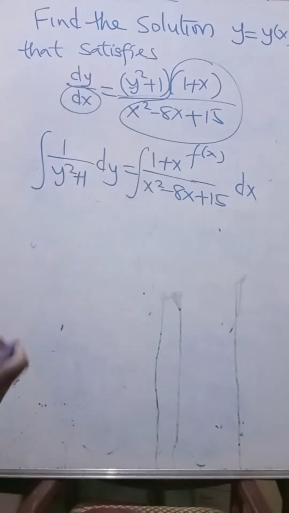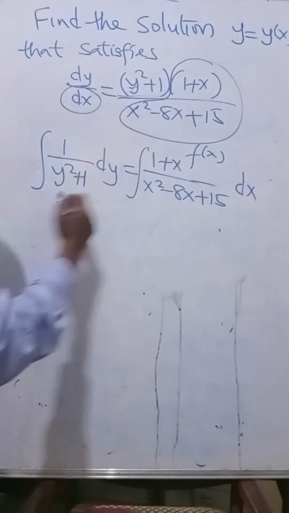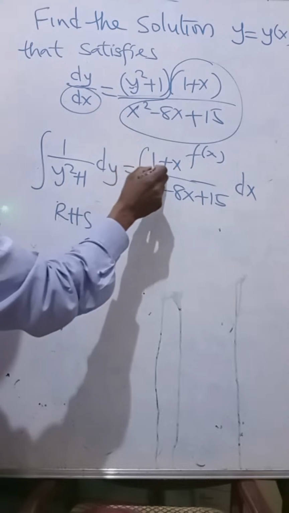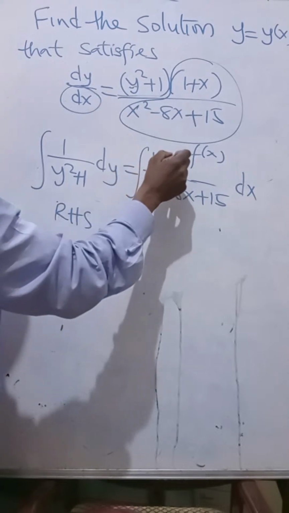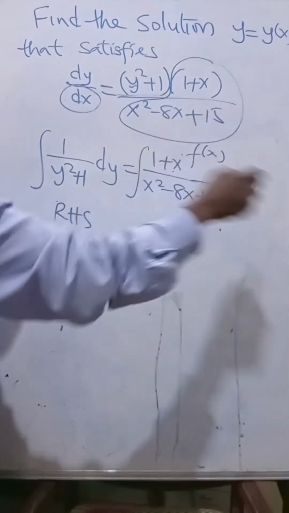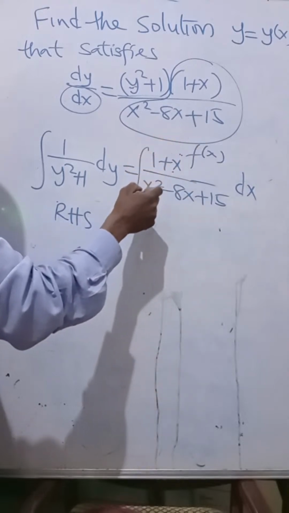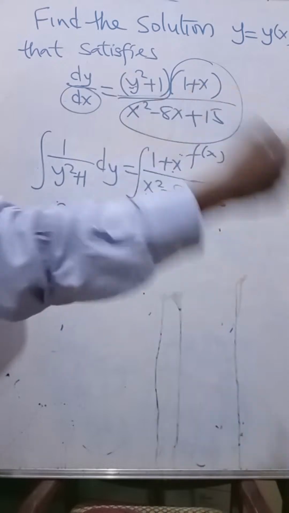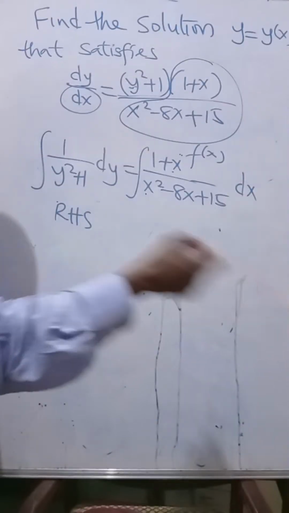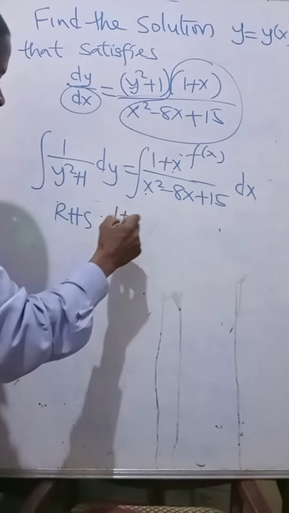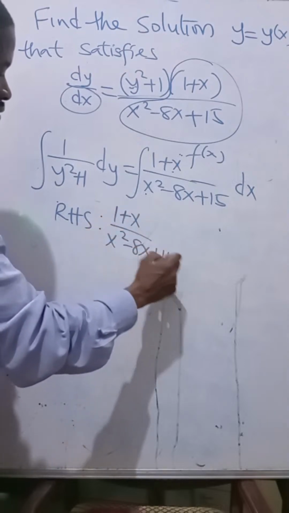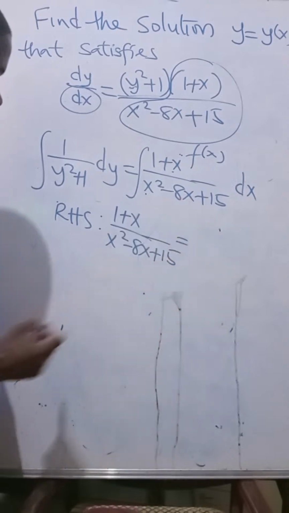So what we do now, let's start from the right hand side. If you check it now, the numerator is having power 1. The degree of the numerator is 1, and that of the denominator is 2, and that will take us to partial fractions. So let's take that one out. 1 plus x over x squared minus 8x plus 15 is equal to what?